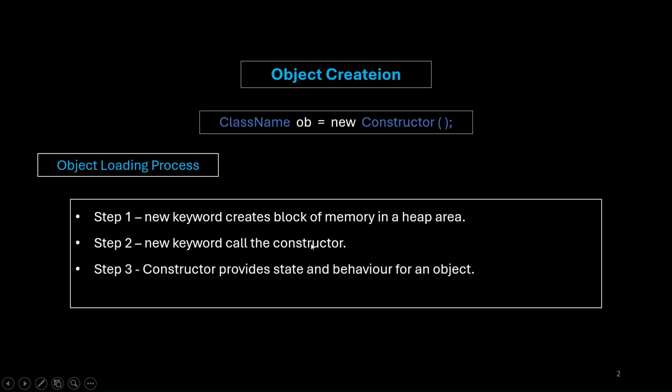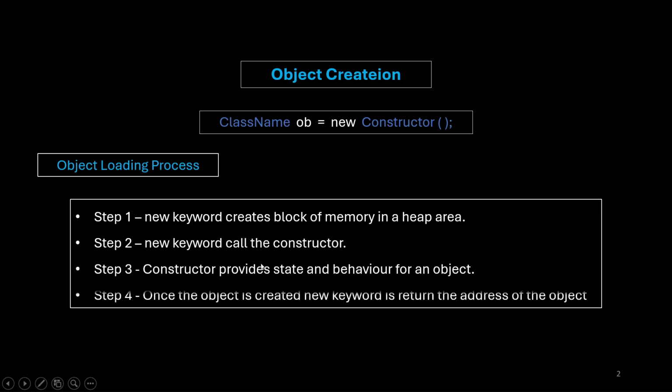And the third step is the constructor provides states and behavior for an object. Whatever properties your object has will be provided by the constructor. Through the constructor, you can get the states and behavior. And the fourth one is once the object is created, the new keyword returns the address of the object.